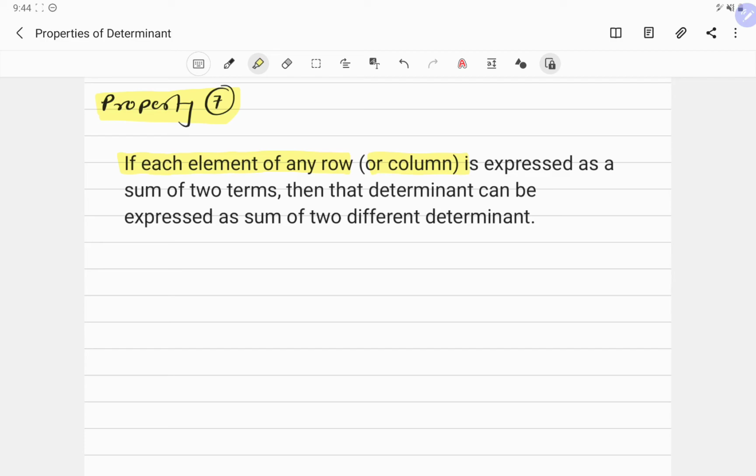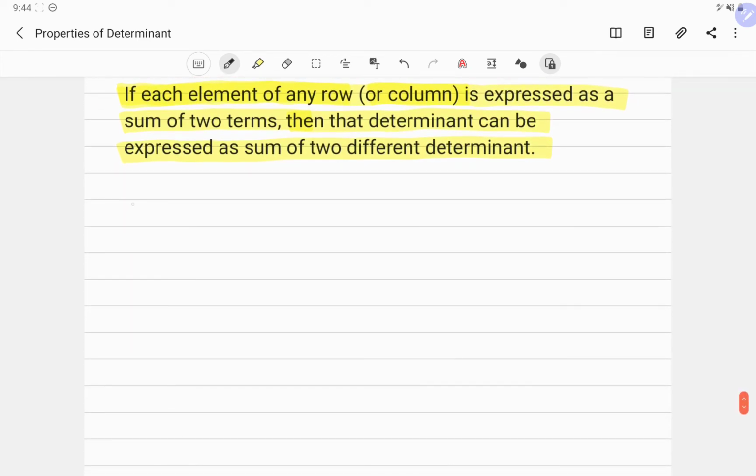So all the properties are applicable for the row as well as column. Now if each element of any row or column is expressed as a sum of two terms, then the determinant can be expressed as a sum of two different determinants. Now, this wording looks a little bit complicated, but let me tell you, the property itself is very, very simple.